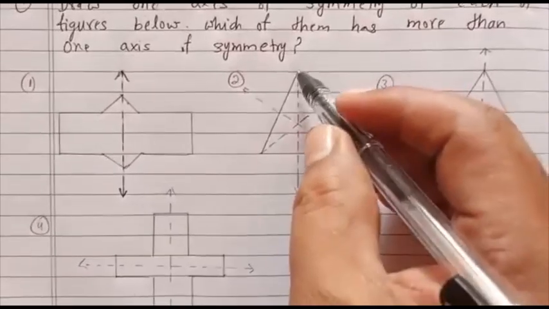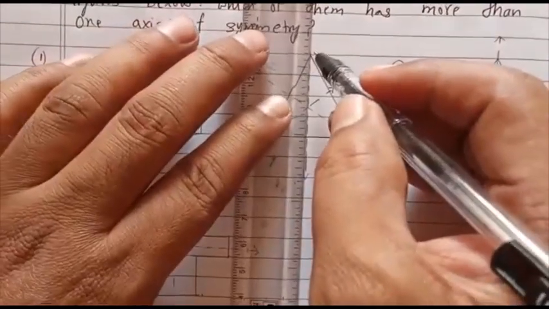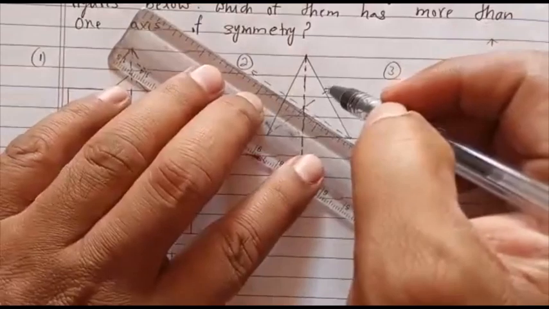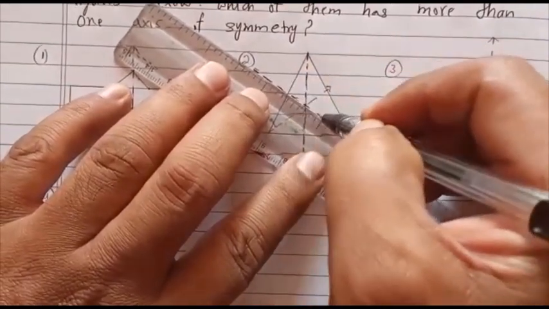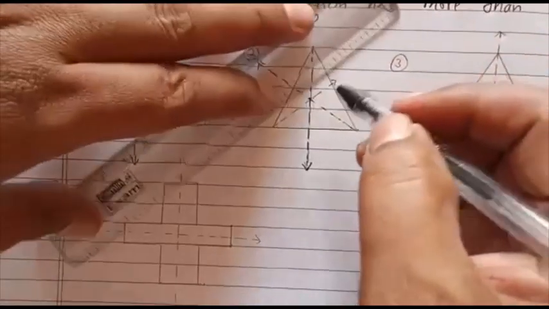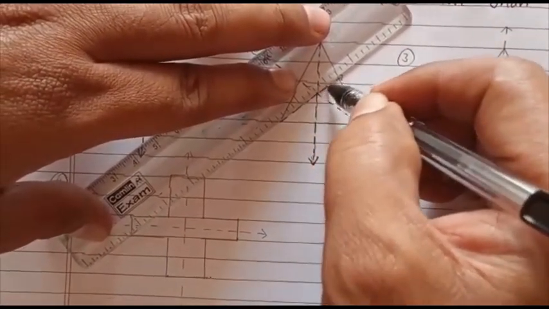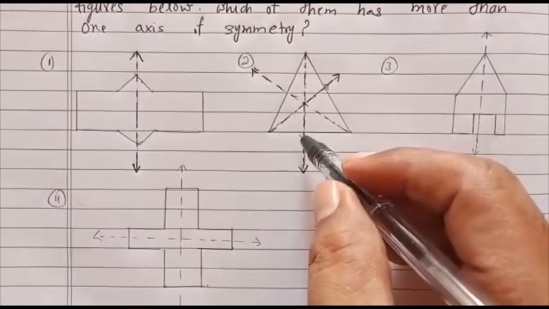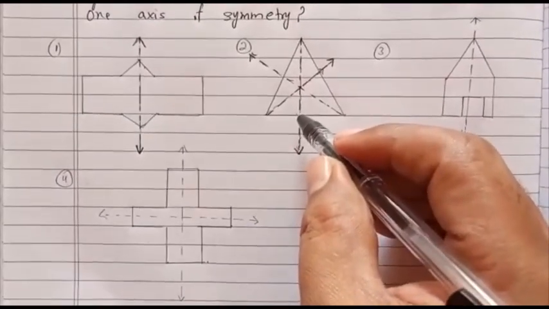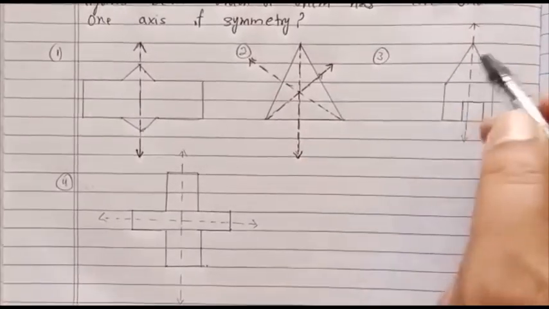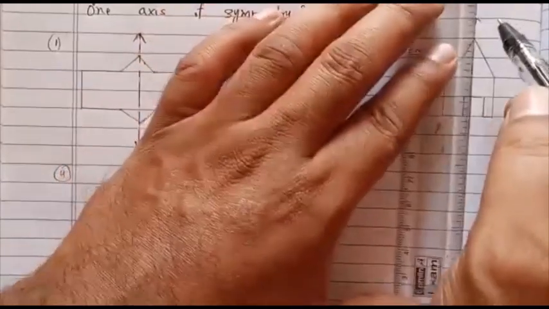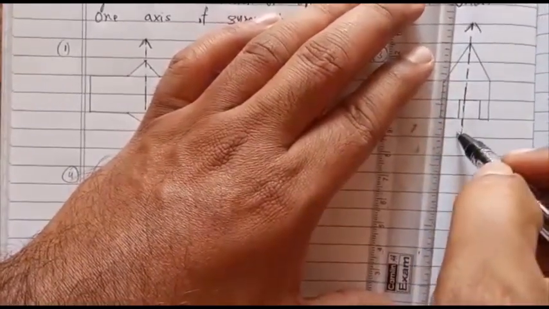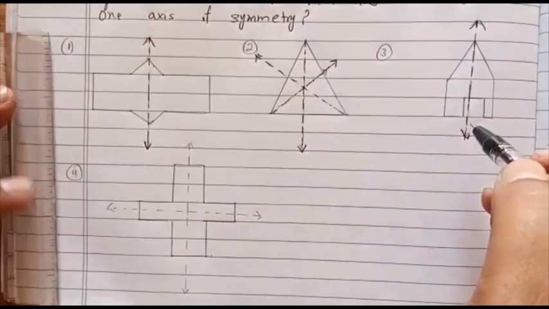Now come to the second figure. The second figure is a triangle. If we draw from here, this is a symmetry axis, and if we draw from this side, this is also a symmetry axis, and from this side also we draw a symmetry axis. So how many axes of symmetry are here? More than one, that is 3. So in this figure there is more than one axis of symmetry. Now come to the third figure. In the third figure we have to draw only one axis of symmetry. So this line is known as the axis of symmetry.